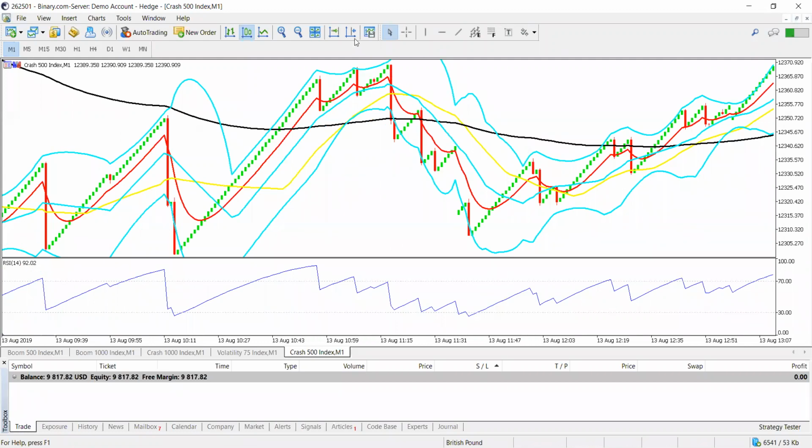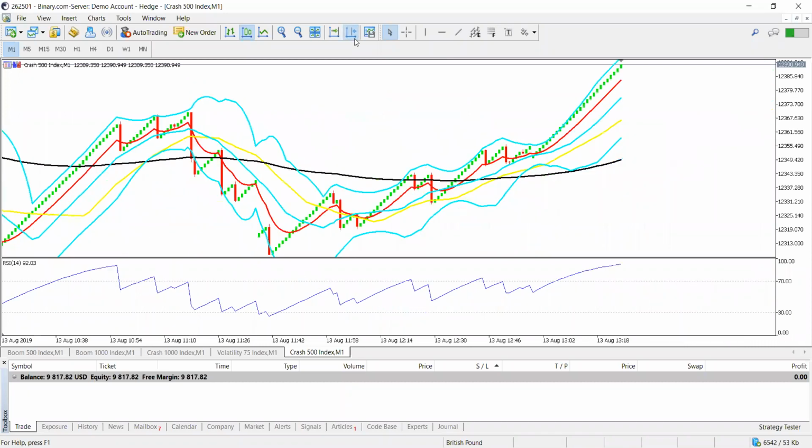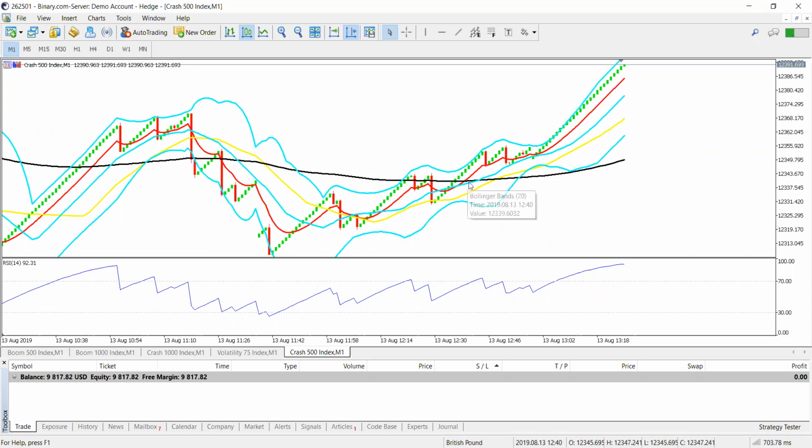Let's quickly look at how we use the indicators as I've put them. Let's start with the highest moving average, which is moving average 200. I will be talking about these moving averages on the 1 minute charts first, and then we can look at them on other time frames. We have here in our charts Crash 500, and it moves just the same way as the other crash and boom assets. It's just that this one is faster.